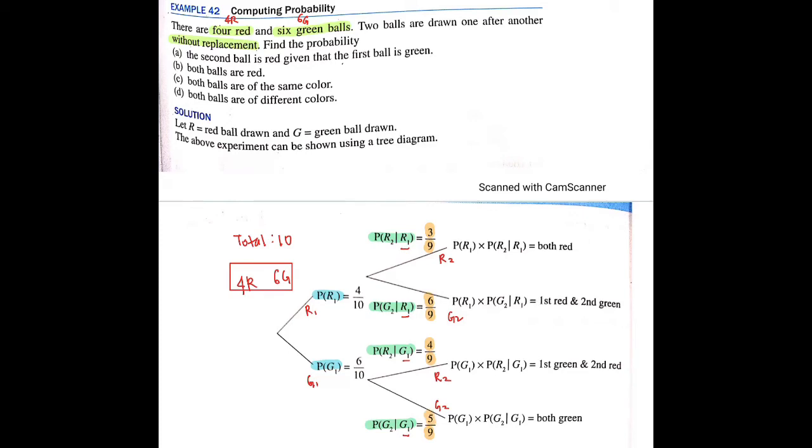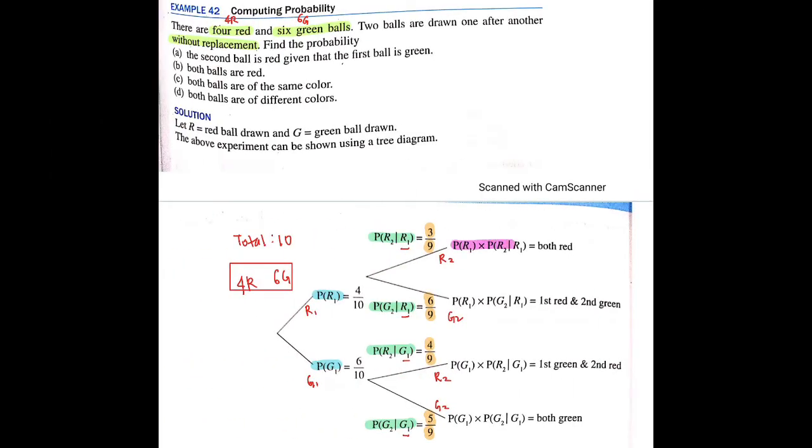So how do we check that our tree diagram is correct? The way is to just look at the branches. The total should be equal to 1. So 4 over 10 plus 6 over 10 is equal to 10 over 10, which is 1. Let's check these branches: 3 over 9 plus 6 over 9, the total is 9 over 9, which is 1. And this one also, 4 over 9 plus 5 over 9, the total is equal to 1.